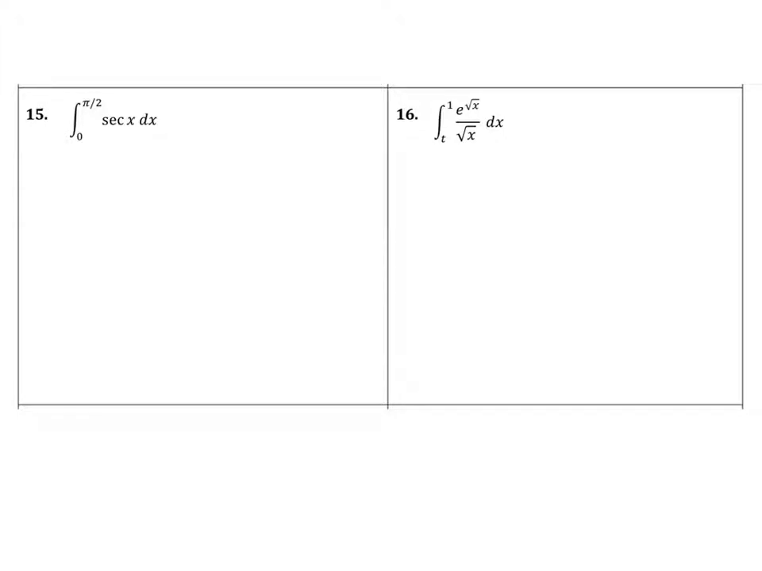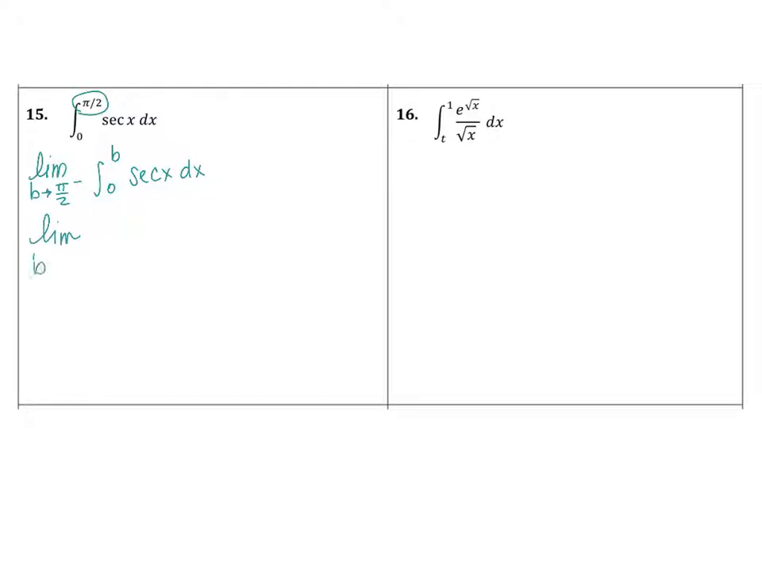Okay, for our next problem, the pi over 2 is going to make secant undefined because, again, remember that's 1 over cosine. So what we're going to do here is change that out. We're going to have our limit as b approaches pi over 2, it looks like coming in from the left side, of the integral from 0 to b of secant x dx. And that secant x dx, if we integrate that, is going to be one of those formulas.